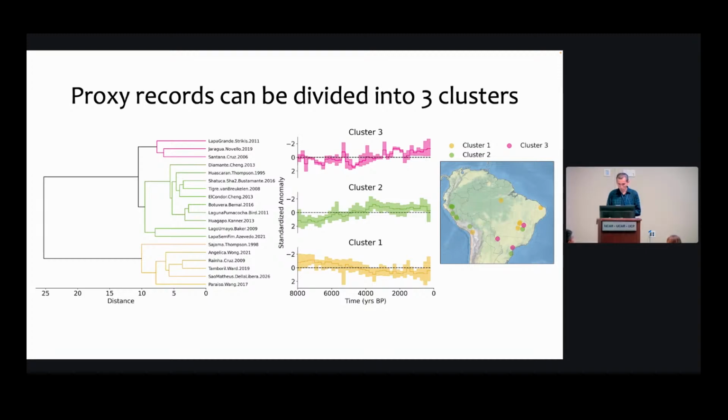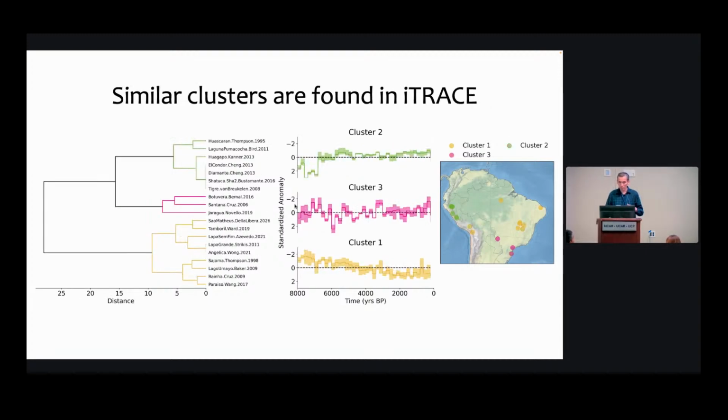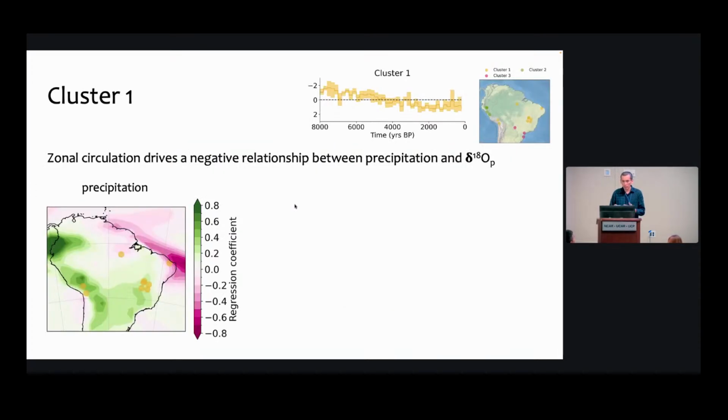Okay, so then I did the similar thing. We found that it's similar in the model so that we can use the model to try to interpret it. So now we first look at cluster 1. This is when it gets more positive. And if we look at the first place, I did a regression of this cluster time series with precipitation and it shows a negative relationship that tells you that's an amount effect.